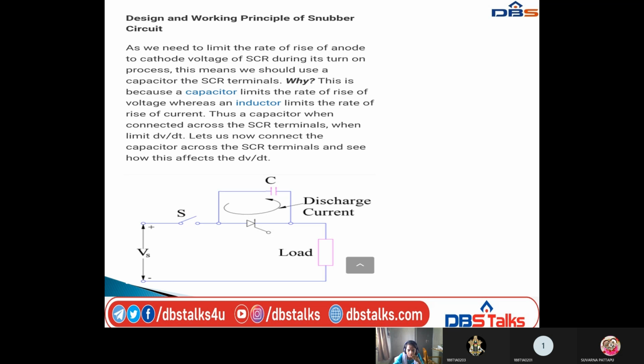Okay, here this is the thyristor. We have connected a capacitor. So the capacitor will be connected across this thyristor. Here we are providing a switch. Whenever the switch is closed, the thyristor current goes to the load, and the thyristor and capacitor loop will be formed. Actually, the capacitor limits the rate of rise of voltage. Okay.